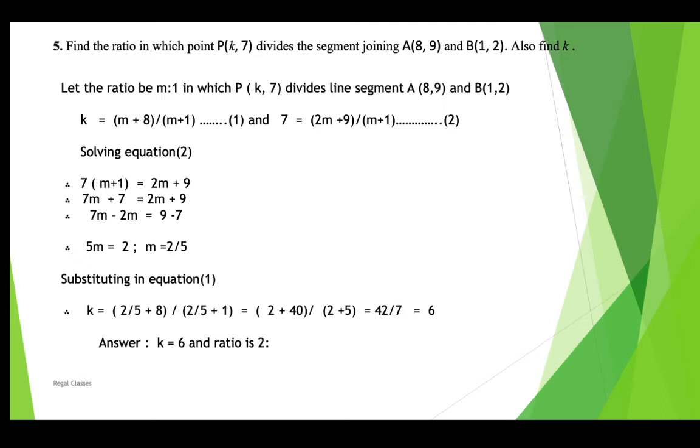So substitute in the formula. Solve the equation. Get m. Substitute m in the equation for k. And then you are there with k. k is equal to 6. And the ratio is 2 is to 5. Here I think we missed 5. It is 2 is to 5 is the ratio. We missed 5 here.